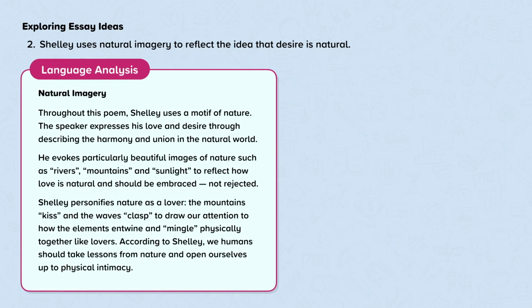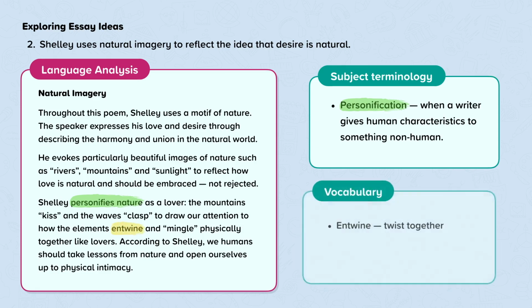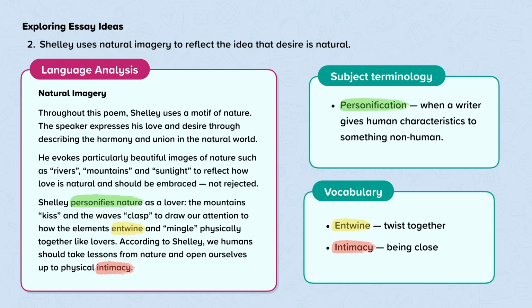Now, let's look at some subject terminology used in this analysis. Shelley personifies nature refers to personification, which is when a writer gives human characteristics to something non-human. There are a couple of pieces of vocabulary also used in this analysis, which you might be unfamiliar with. Entwine means twist together, and intimacy means being close.